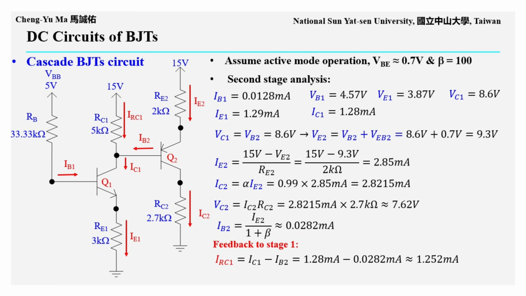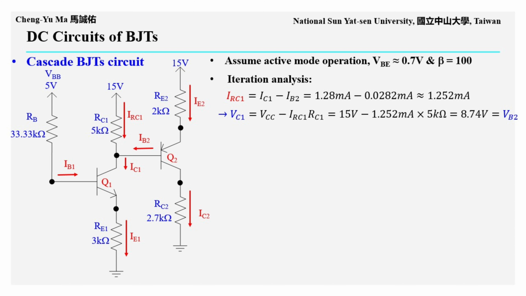Now let us feed this result back to the first stage analysis. In the first stage calculation, we assumed IB2 was much smaller than IC1, so we ignored the effect of IB2 when calculating IRC1. Now we substitute the calculated value of IB2 back into the first stage current. IRC1 equals IC1 minus IB2, which is 1.28 milliamps minus 0.0282 milliamps, or about 1.252 milliamps.